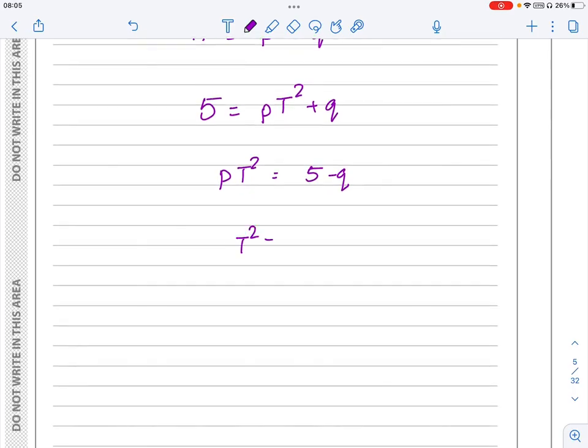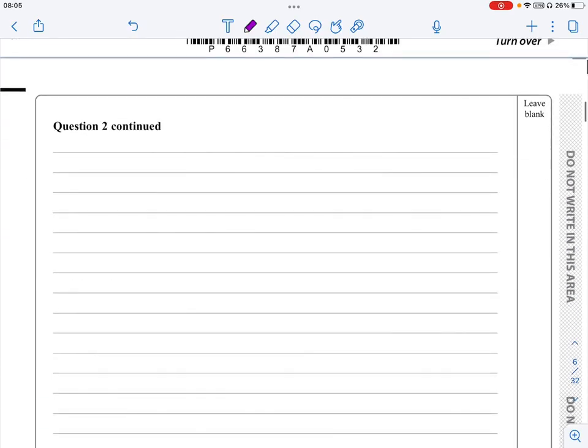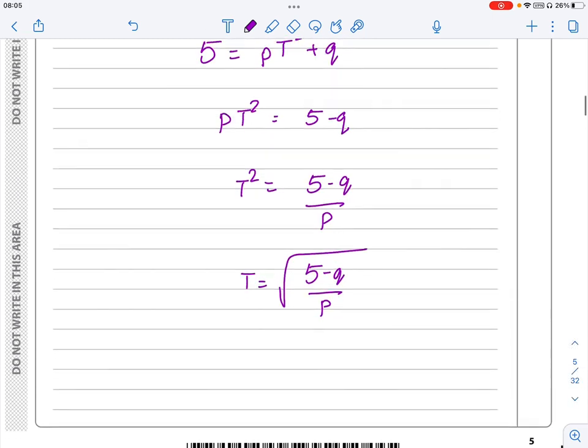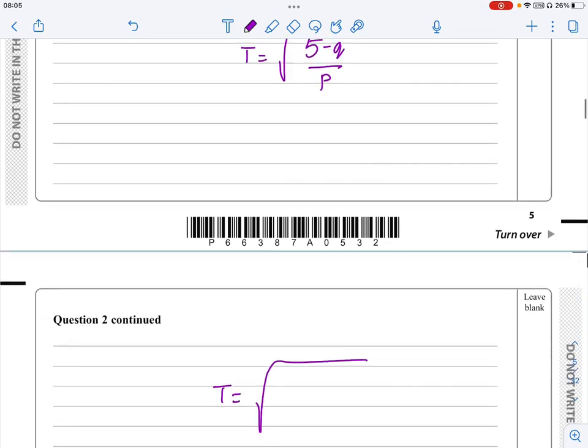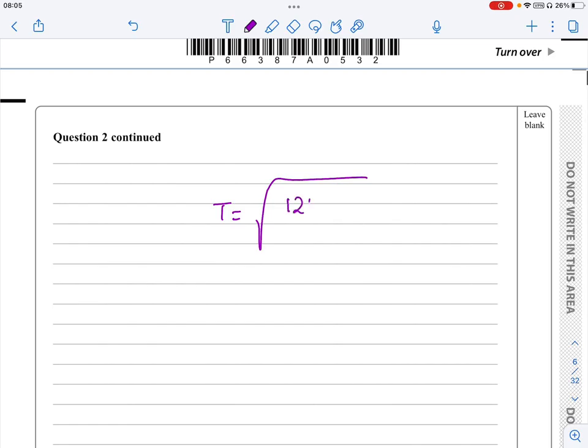Then t square equals 5 minus q upon p. T equals the square root of 5 minus q upon p. Just now we got the values of q and p. So t equals the square root of 5 cube, which is 125, minus the q value 4.724 upon the p value 0.364. Simplify that, and you should get 18.2. That's going to be the answer.